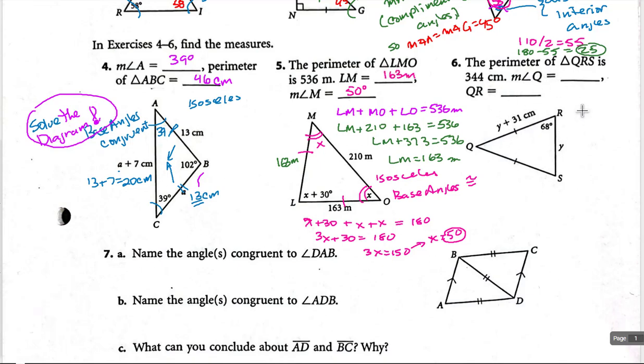Okay, looking at number 6, they're giving us the perimeter. It's isosceles, so side QS is also y plus 31. So we have y plus 31 plus y plus 31 plus y is equal to the perimeter. So we can figure out what y is from that. To find the measure of angle Q, since it's isosceles, we have two 68-degree base angles, and we can figure out that the measure of angle Q is 44 degrees. So again, we're solving the diagram and then filling in the blanks.